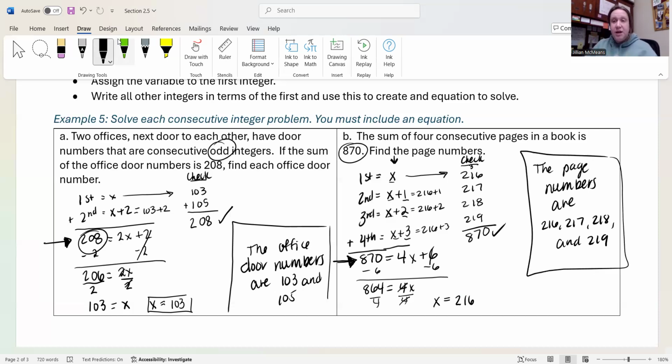So just read the question carefully. Always look for what the sum is. Also look to see if you're dealing with even, odd, or just regular old consecutive. Remember, just regular old consecutive integers, you're always just taking x and increasing it by increments of 1. If you're dealing with even or odd, you're always taking x and then you're increasing it by increments of 2, okay? And that should do it for you.